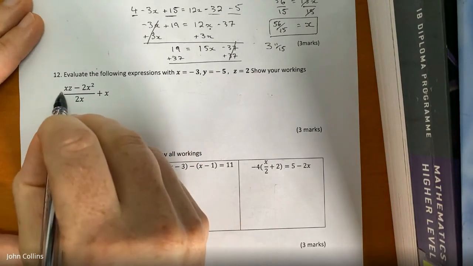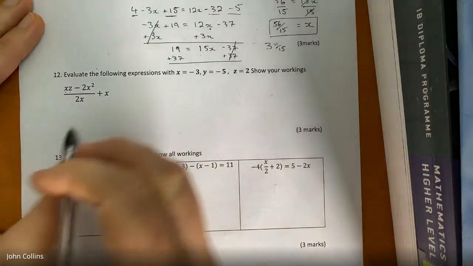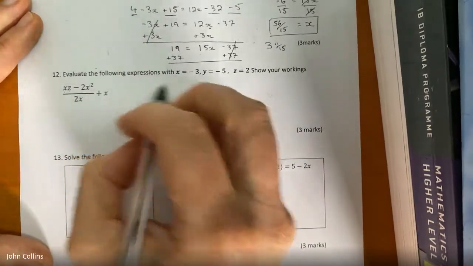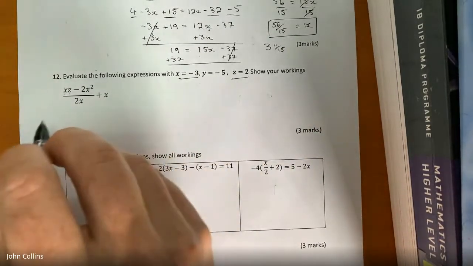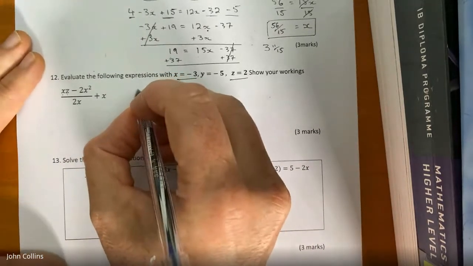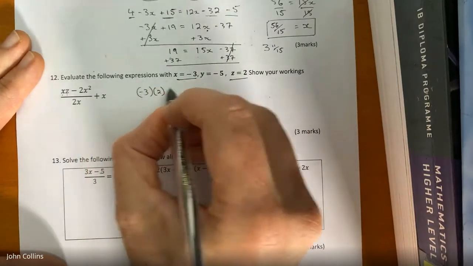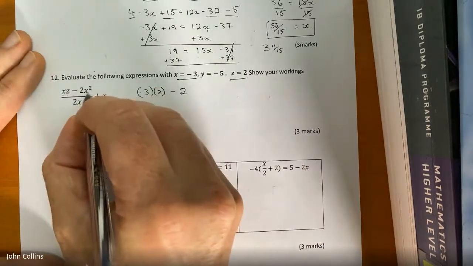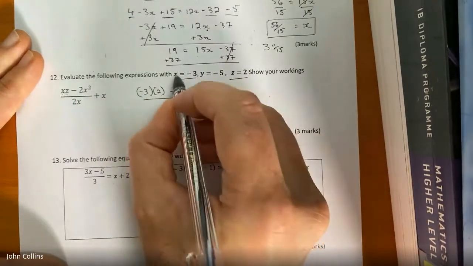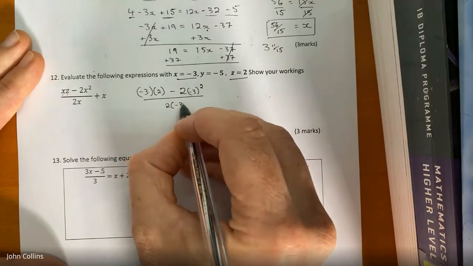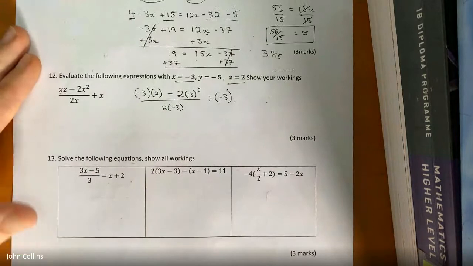All right. So I'm going to replace x and z. There is no y's. So I'm going to replace x and z with their values, -3 and 2. X is -3. Z is 2. Okay, that's xz. Minus 2 times, well, x squared is here, so I'm going to go -3 squared. All divided by 2 times x, which is 2 times -3 now. And then plus -3. Whoa, a lot of negatives again in this.